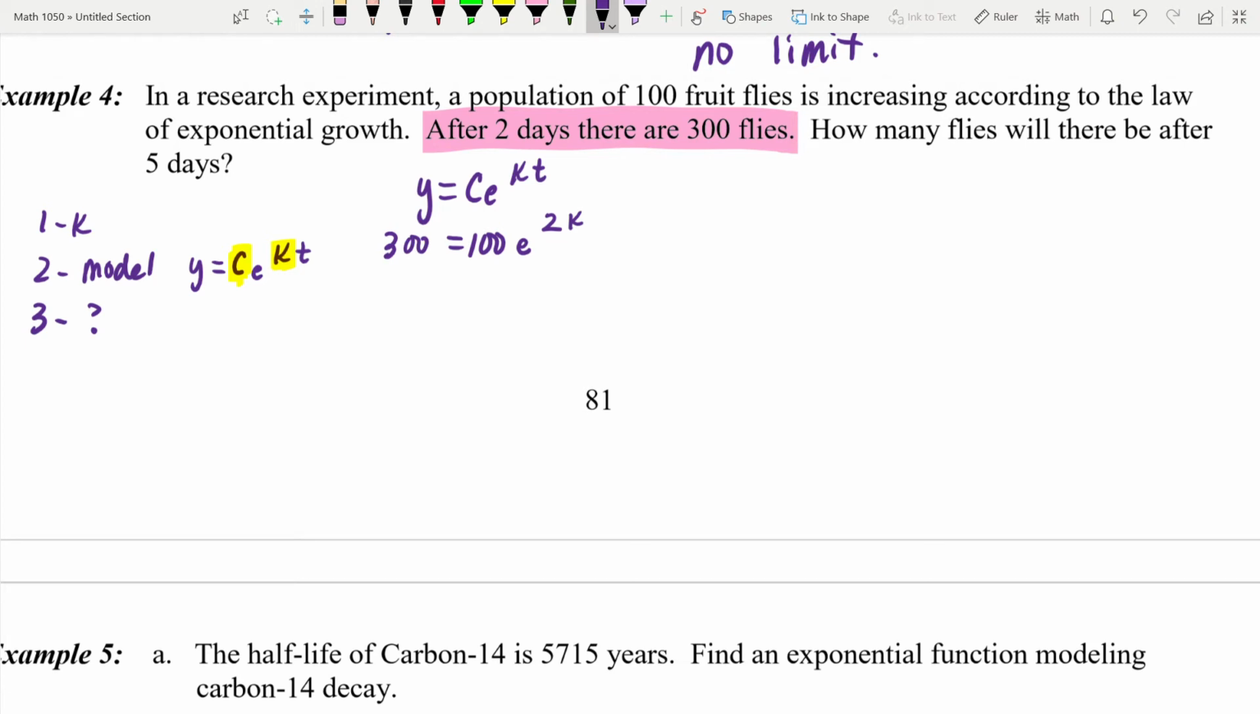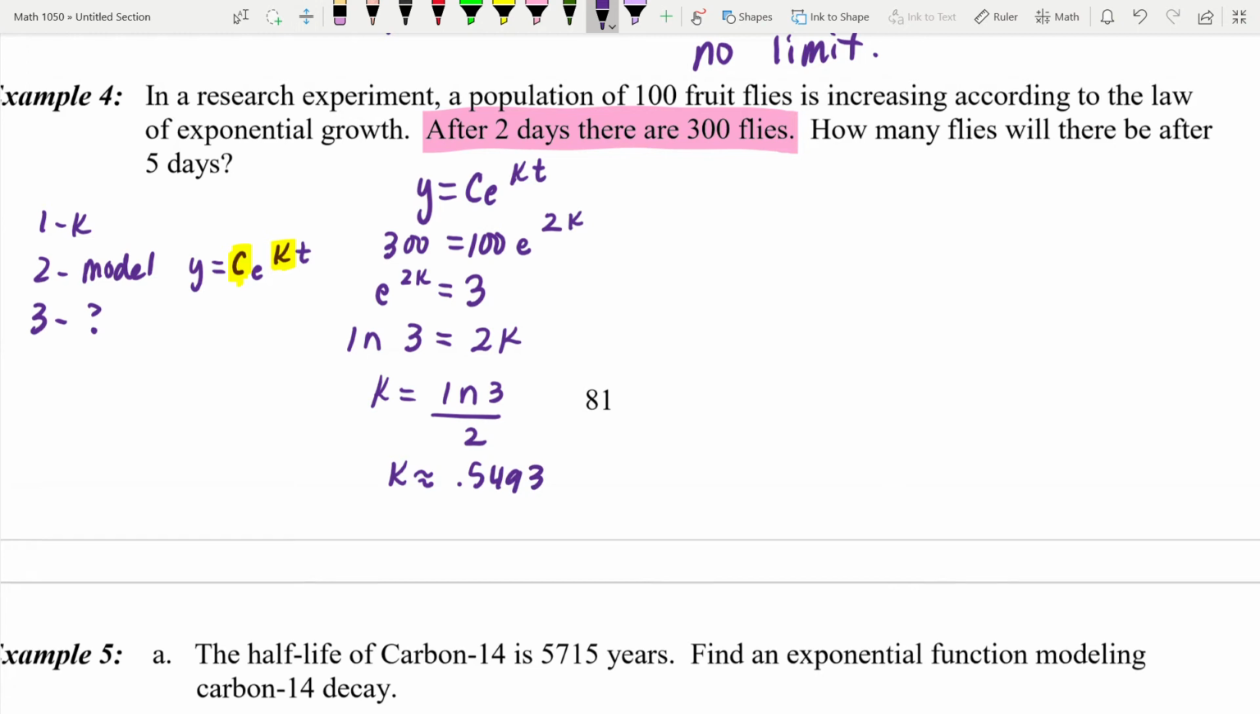I know I'm going to have to convert, but not right now because I've got that 100 to get rid of. So I've got e to the 2k is equal to 300 divided by 100, which is 3. Now I'm stuck, so I convert it. So it's log base e of 3, that's ln 3, is equal to 2k. To solve for k, I divide ln 3 by 2. Grab your calculator. It's important that you put this in your calculator. Everybody go ln 3, close it off, divided by 2, hit enter, and you have k is approximately 0.5493.